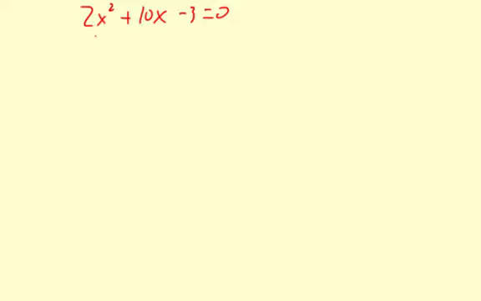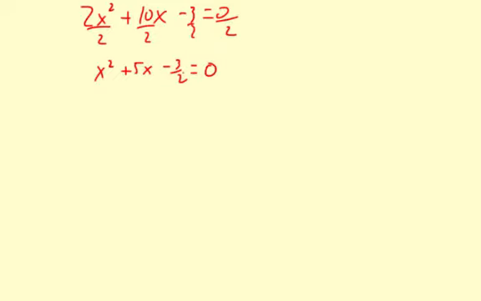Okay, so the first step you want to do here is just divide everything by 2. That's going to make it much easier to solve. So 2x squared divided by 2 is x squared. 10x divided by 2 is 5x, so plus 5x. And then negative 3 halves, that does not simplify, equals 0 divided by 2, which is 0.